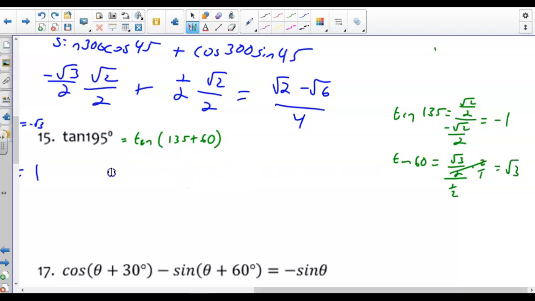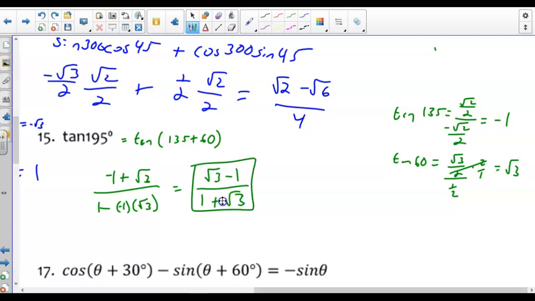So this will give me tan of 135 plus radical 3 all over 1 minus negative 1 times radical 3, which is going to give me a negative radical 3 times a negative is a positive. So you have radical 3 minus 1 all over 1 plus radical 3. All right. There we go. No, you can't cancel these out, guys. They're not the same.